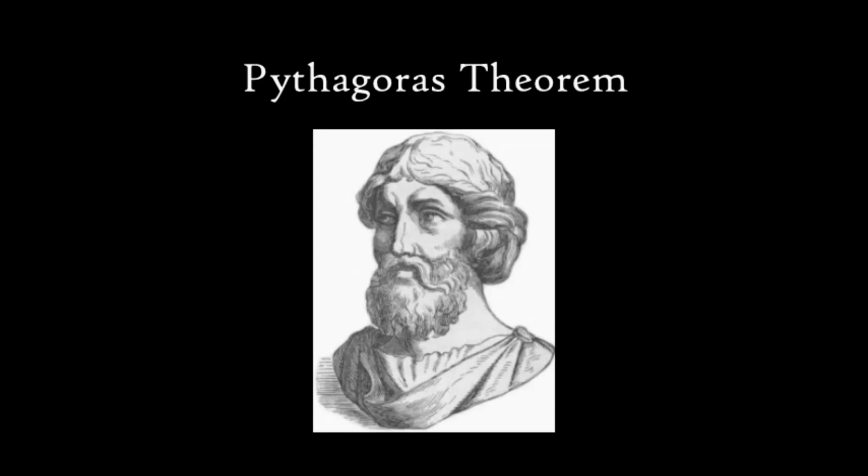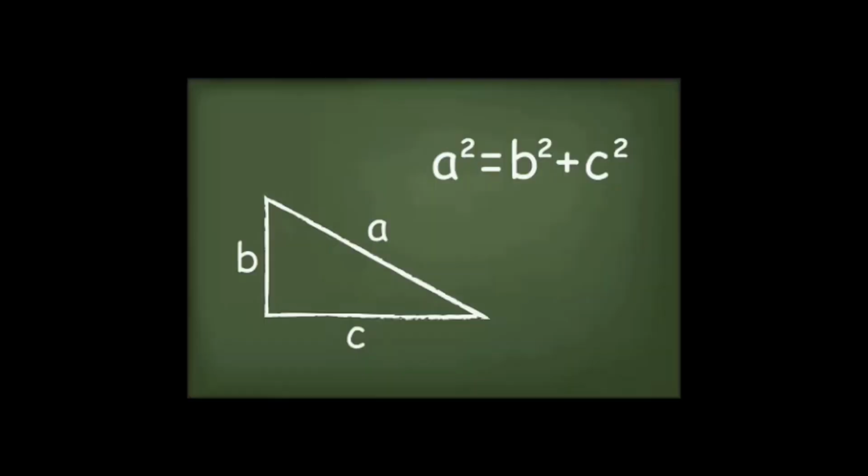What is Pythagoras theorem? In a right triangle, the sum of the squares of the smaller sides will be equal to the square of the largest side. In other terms, the hypotenuse square is equal to the sum of the squares of the perpendicular sides. Okay, so next is just a reverse of Pythagoras theorem.